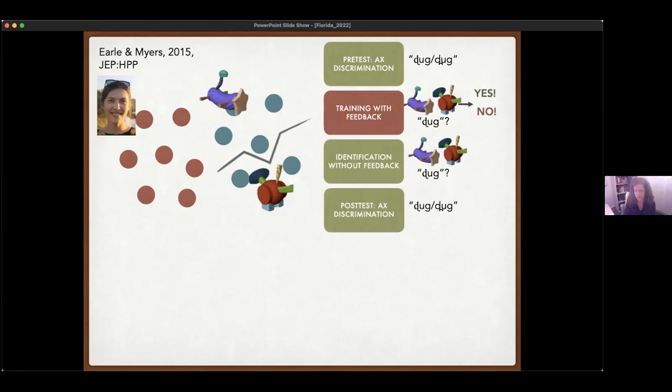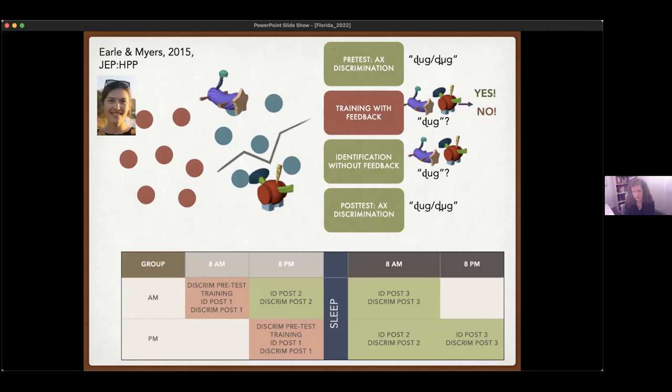And then we reassessed how well they could discriminate between these sounds. And the idea is you should get better both in being able to identify the sounds and also to be able to discriminate between dug and dug in a minimal pair situation. That's been done a lot. Sayako's innovation here was to divide people into 2 testing groups and basically stagger the schedule of training and testing so that sleep fell in a different window for these 2 different groups.